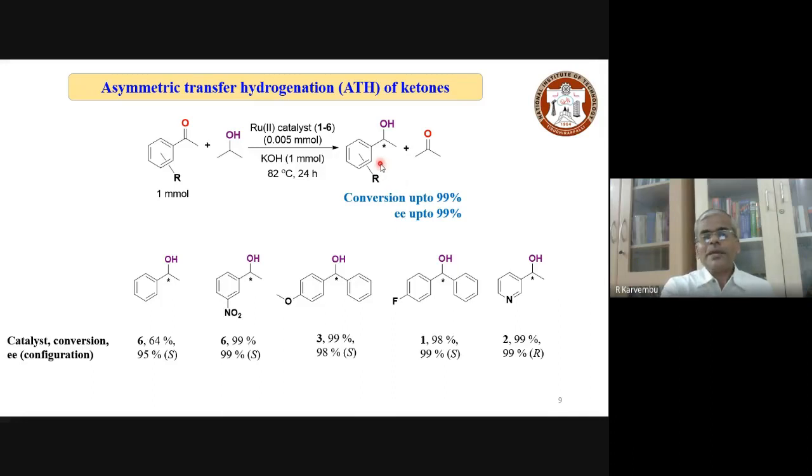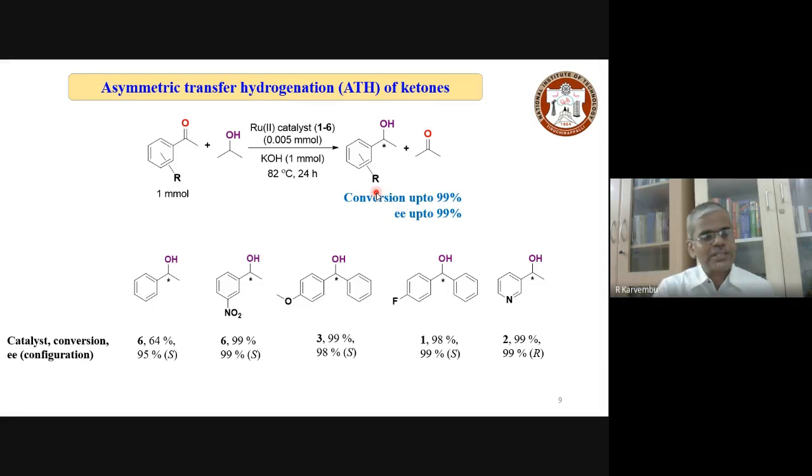What do you mean by racemic alcohol? If you have 50% R enantiomer, 50% S enantiomer, then it is a racemic alcohol. But here, if you use a chiral catalyst, you will get either R enantiomer 99% or 100%, or S enantiomer 99%. So one of the enantiomers is preferentially formed over the other.